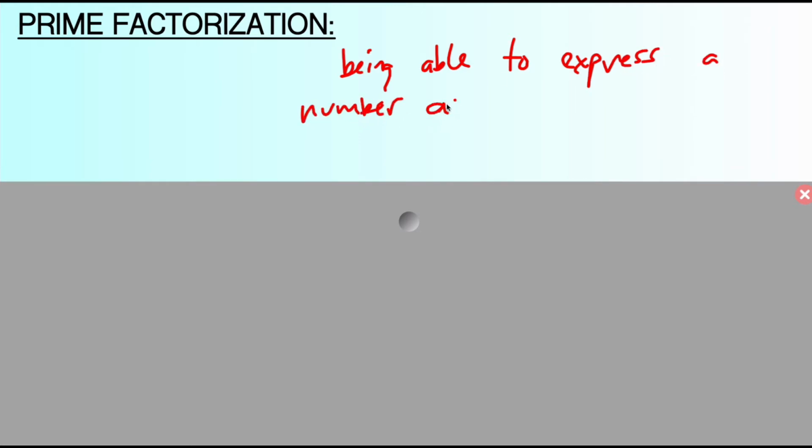Prime factorization is a fancy way of being able to express a number as a product of its prime factors. A lot of mumbo jumbo there using big math words. Essentially, prime factorization is you writing a number as a multiplication problem that only involves the prime factors of a number. Now, it's probably easier to go into an example, so let's do that.